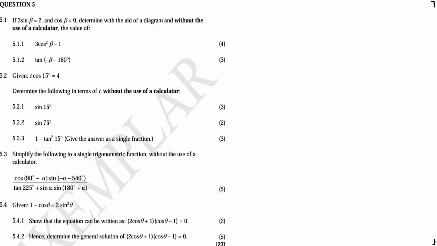Okay, let's look at question 5. Trigonometry this time. We have questions on the 90-degree triangle, simplification, as well as a general solution. In the description box, there are more recordings for this question paper.